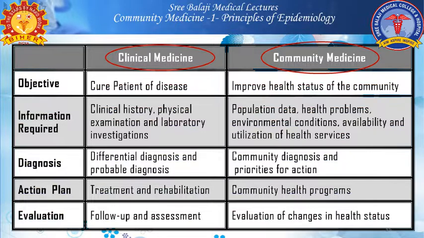So the most important action plan with clinical medicine is treatment and rehabilitation of a particular person coming to you. Whereas the action plan of community medicine is to improve the health status of the community by creating community health programs. And in clinical medicine, usually we evaluate the patient by doing a follow-up and we assess. Whereas in community medicine, the evaluation of changes in health status will be an indicator of the health program.